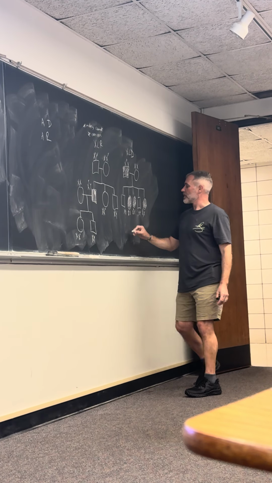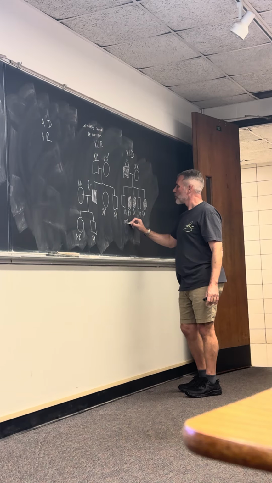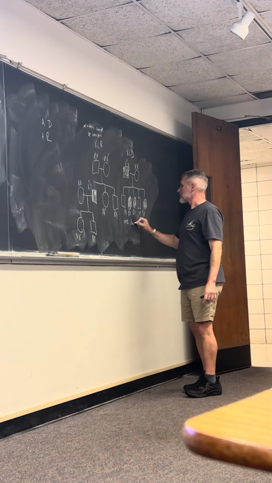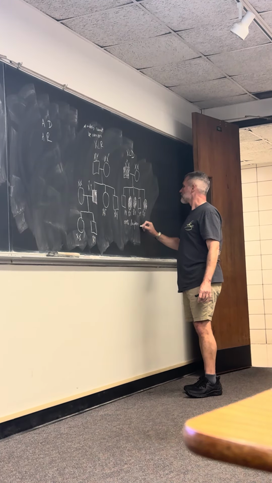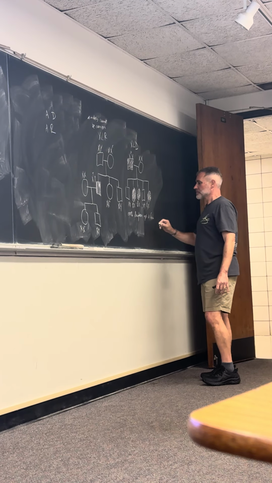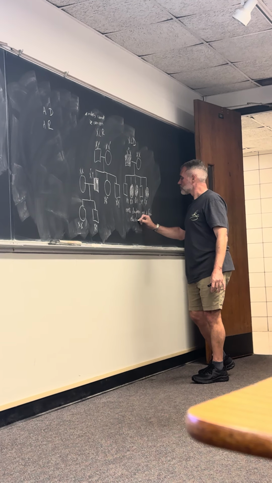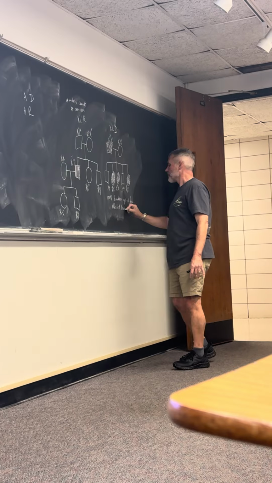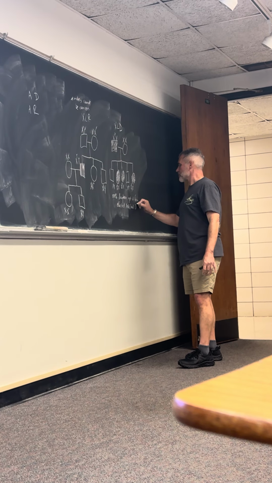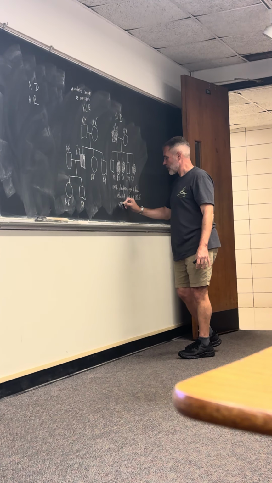So for X-linked dominant, the distinctive pattern is 100% of daughters get it from an affected dad, but 0% of sons. A little awkward grammar, but I think you understand. Okay, so that's the pattern to look for.